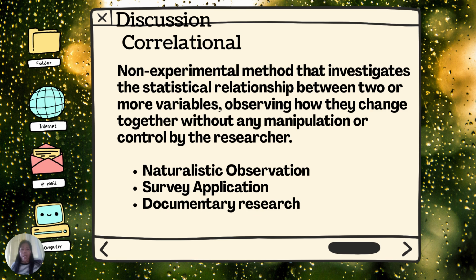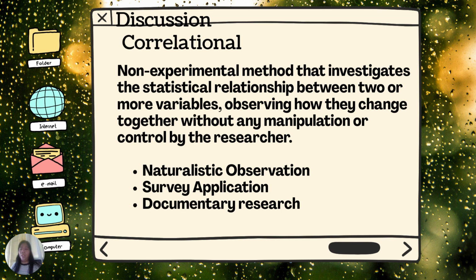The next one is what you call correlational. The correlational study, as I was saying earlier, is a non-experimental method that investigates the statistical relationship between two or more variables, observing how they change together without any manipulation or control by the researcher.